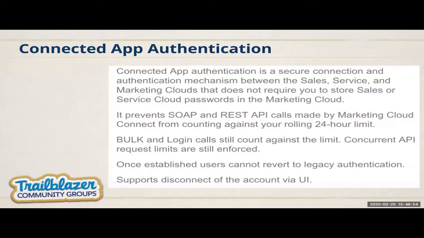Okay, connected app, like I mentioned, is something that is new, that has been enabled over the last few months. They've upgraded Marketing Cloud to use connected app authentication, so that you don't have to store your username, password, and all for authentication. And the other advantage is that the SOAP and REST API calls between the two do not count against your limits. Okay, but they're saying the bulk login calls, if you have any, will still be counted depending upon the usage that you have.